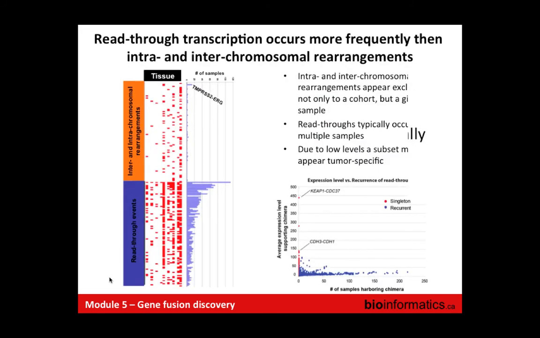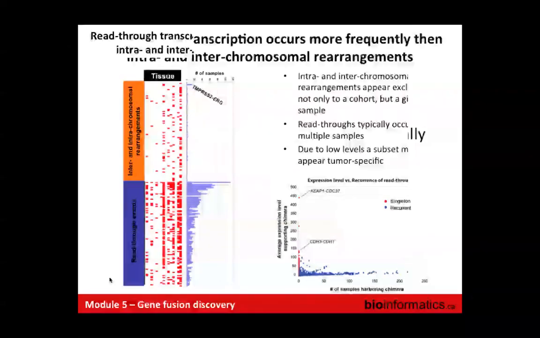This is a challenge because read-through transcription actually occurs fairly frequently, much more frequently than the inter and intra-chromosomal rearrangements that we tend to be interested in. So here's a population of different samples across different tissues. And these are the numbers of samples which have various read-through events compared to having inter or intra-chromosomal events. Those inter and intra-chromosomal rearrangements are generally appearing in just one cohort or even just a single sample, whereas the read-throughs are typically occurring in multiple samples.